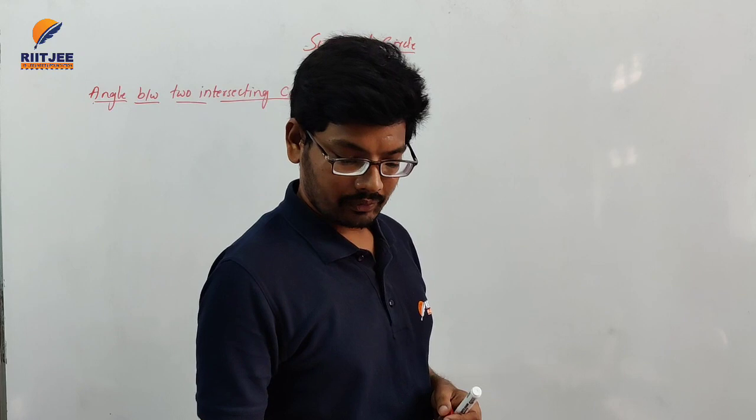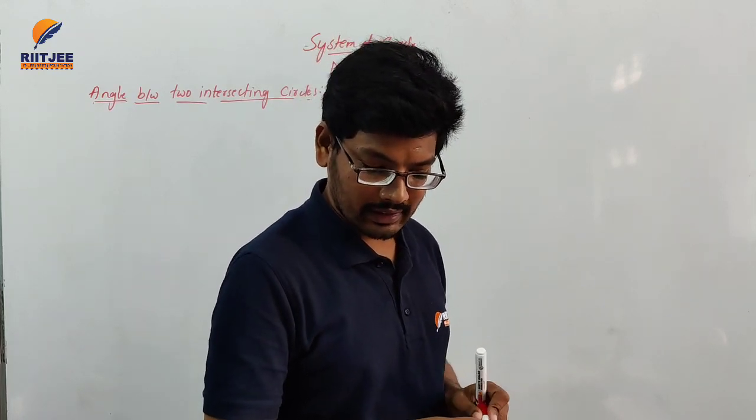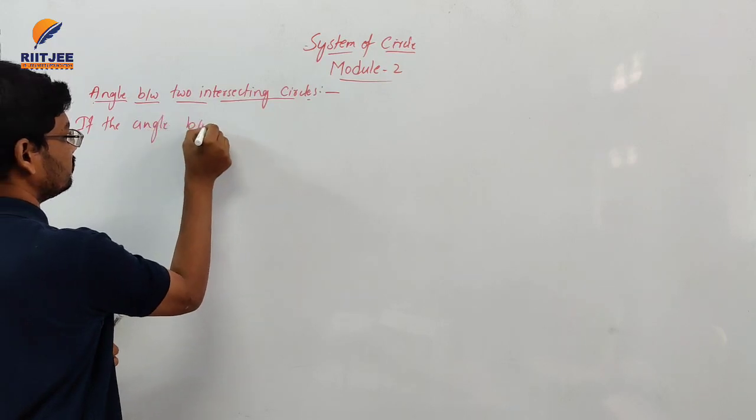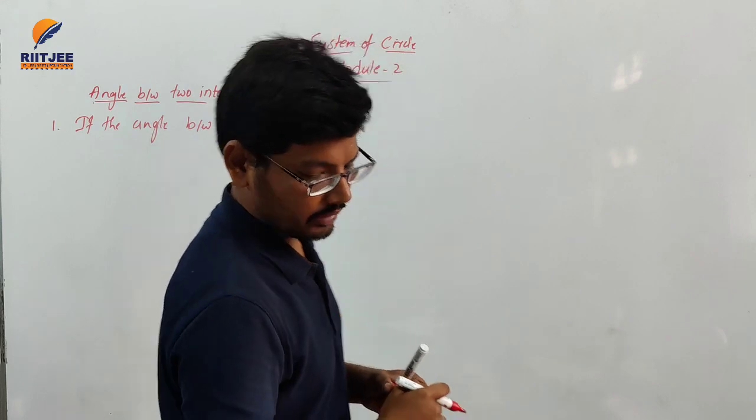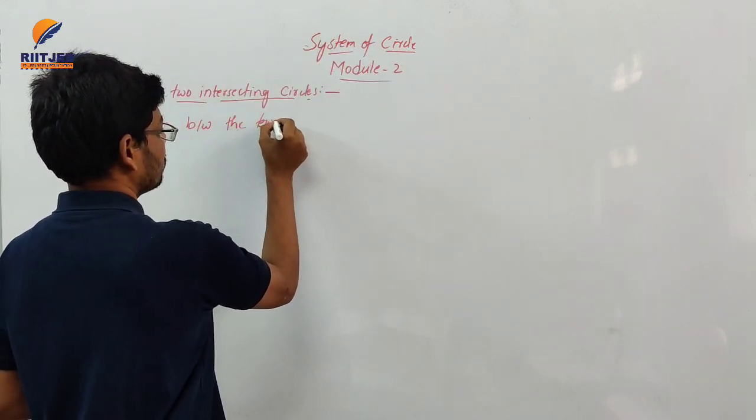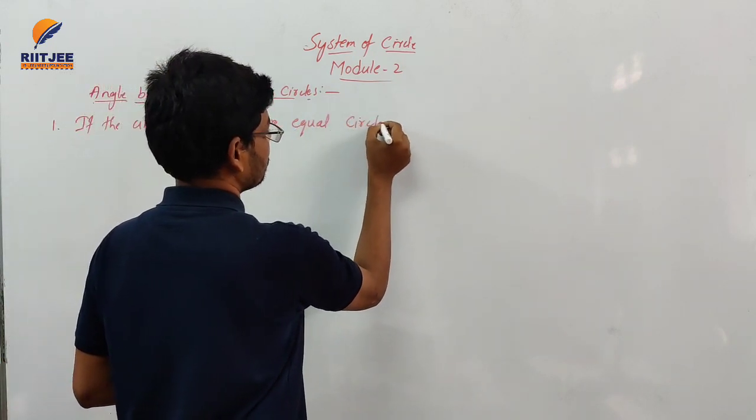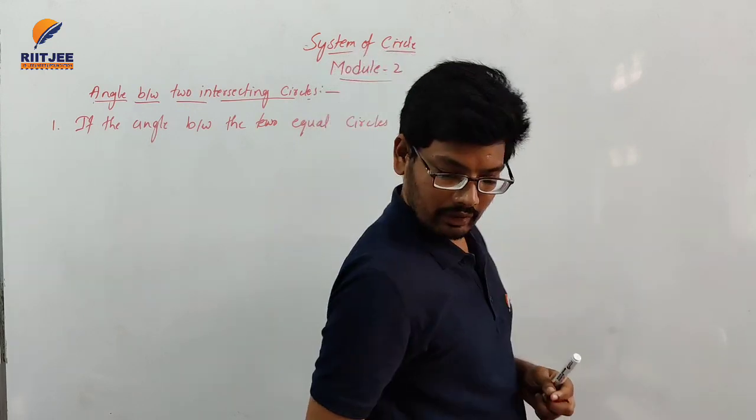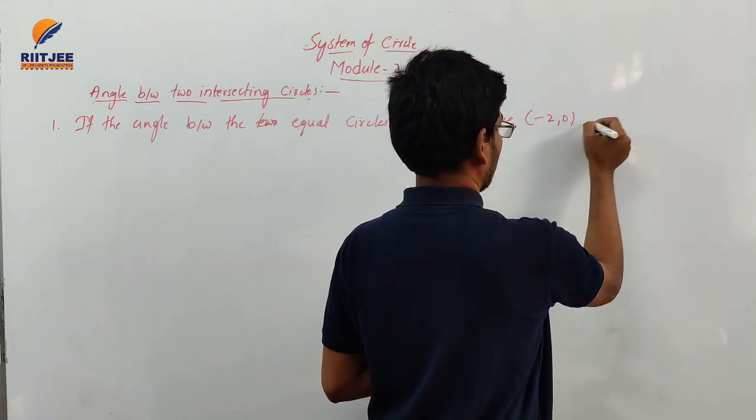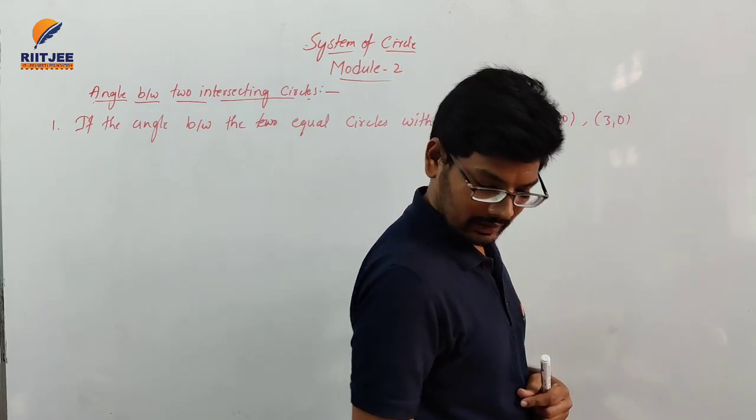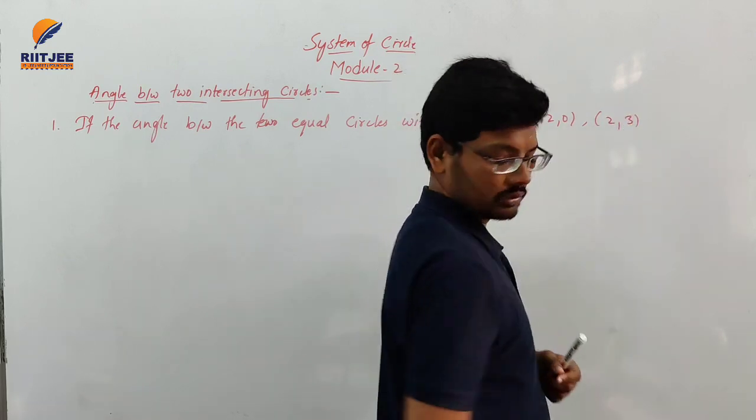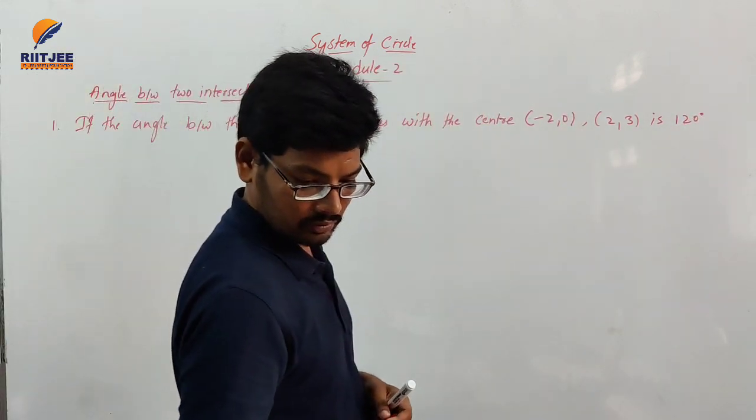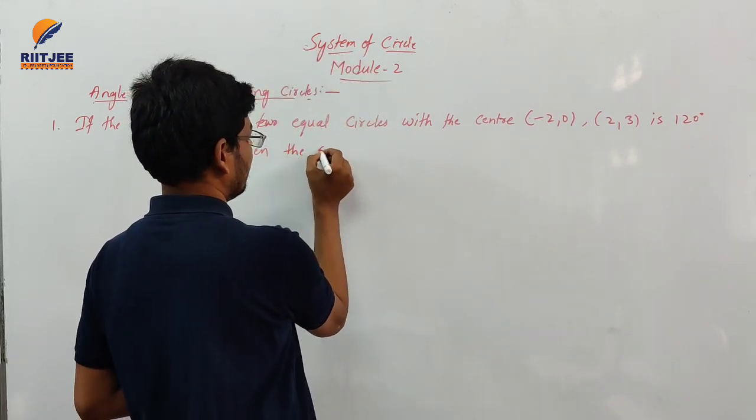In this topic, the first question is: if the angle between the two equal circles with the centers minus 2 comma 0 and 2 comma 3 is 120 degrees, then find the radius of the circle.